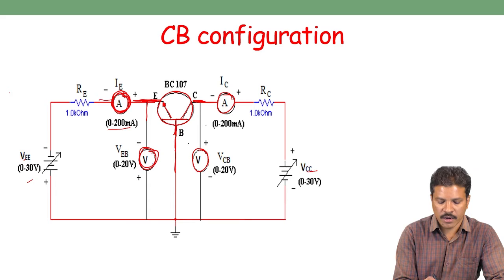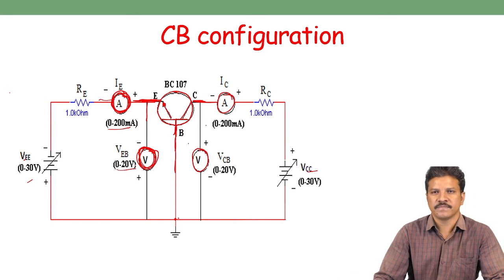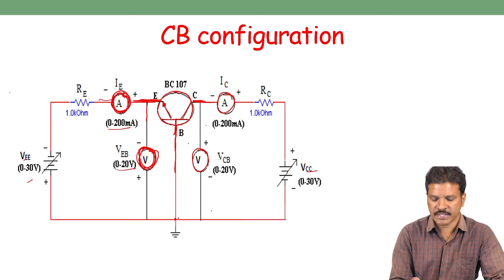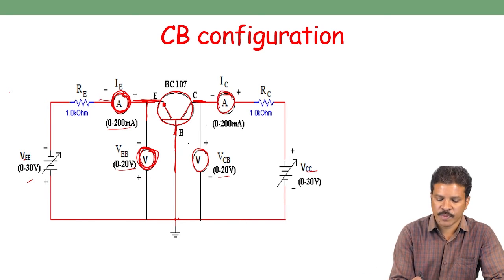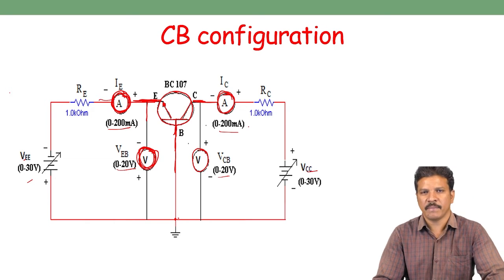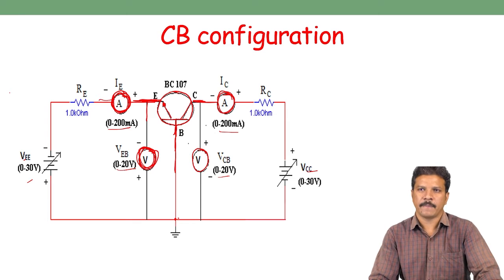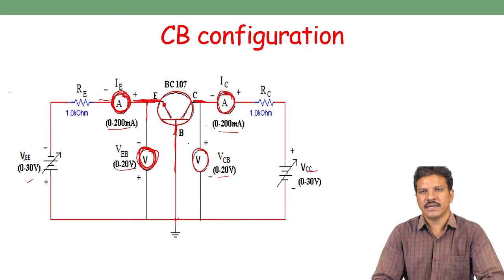And to measure the voltage between the emitter terminal and base terminal, we use a voltmeter with a range of 0 to 20 volts. Similarly, for the voltmeter between collector and base, we can take a 0 to 20 volts range. The collector current is also measured in milliamperes, so we can use a 0 to 200 milliammeter. So this is the arrangement.